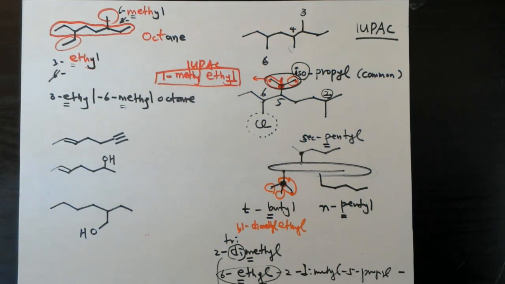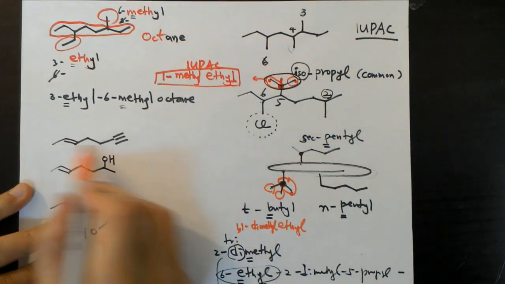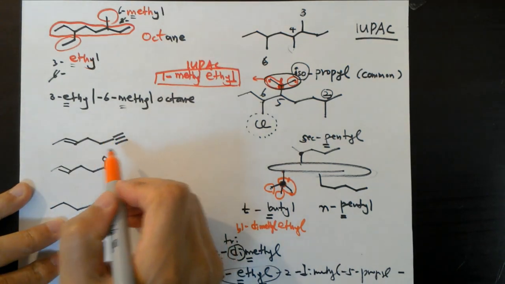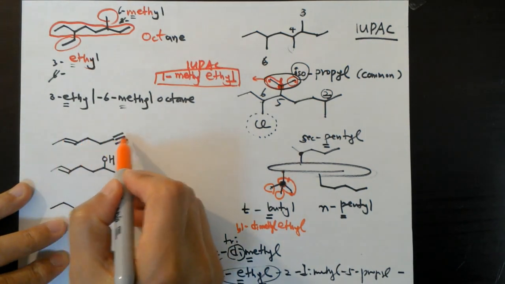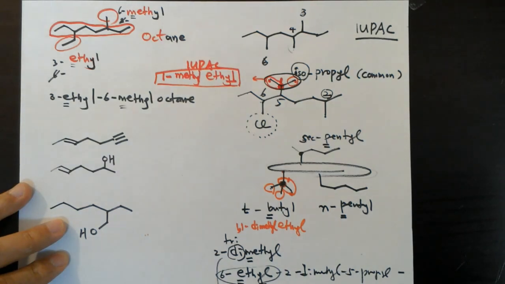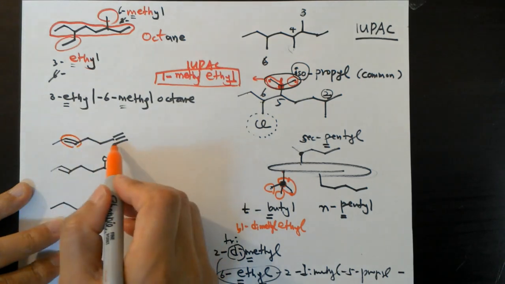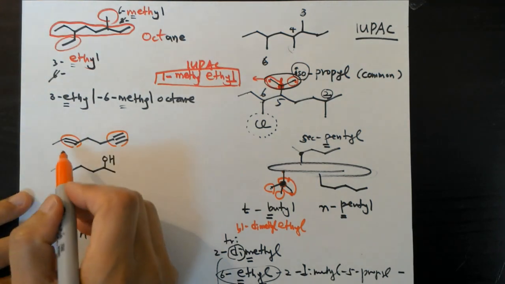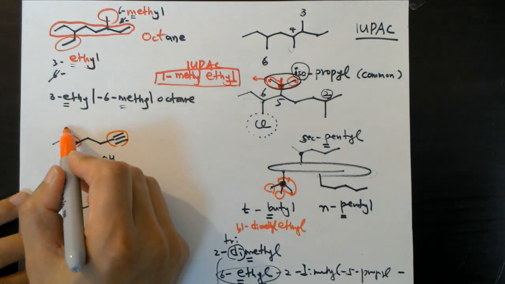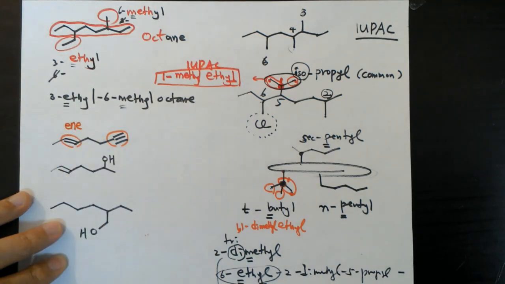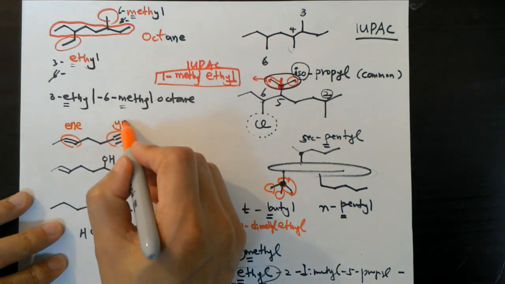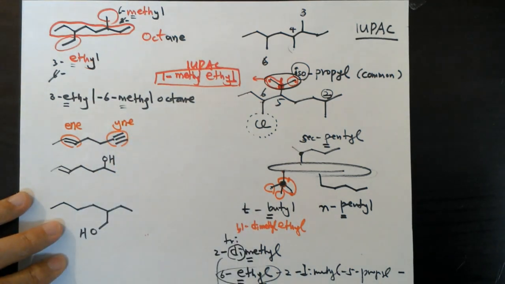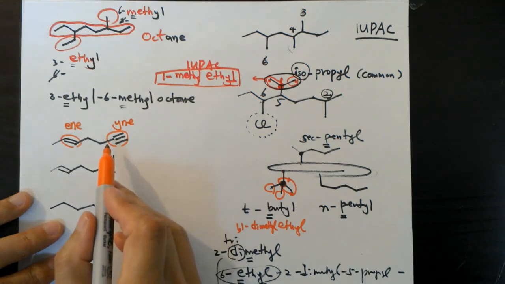Alright, so this is straightforward. The longest chain is 1, 2, 3, 4, 5, 6, and 7 carbon chain. There's no side chain. Then you notice there are two functional groups. So this is, like I said earlier, a double bond. The name for the functional group is ene, and that is yne. And usually the triple bond gets the lower possible number.